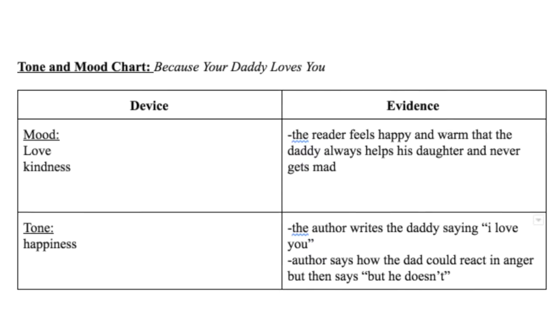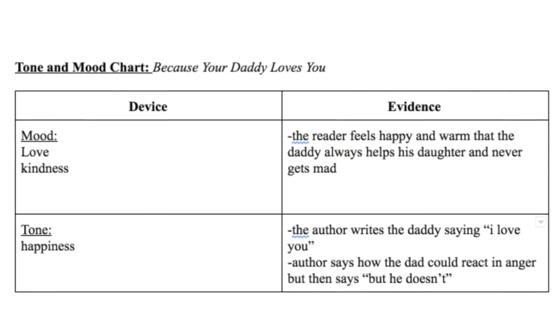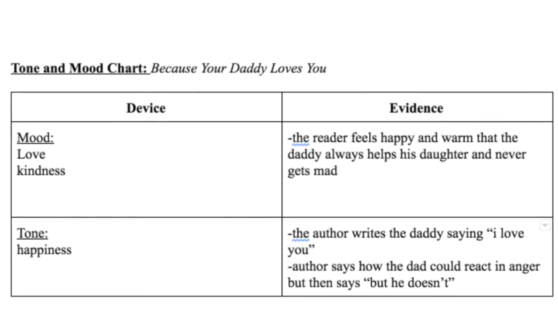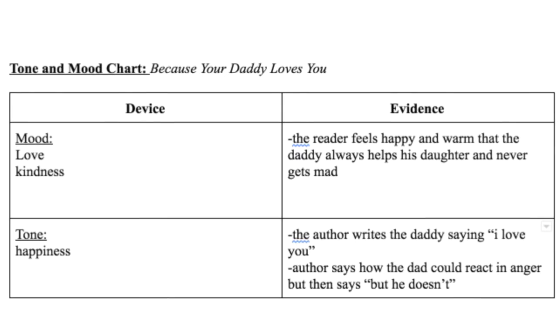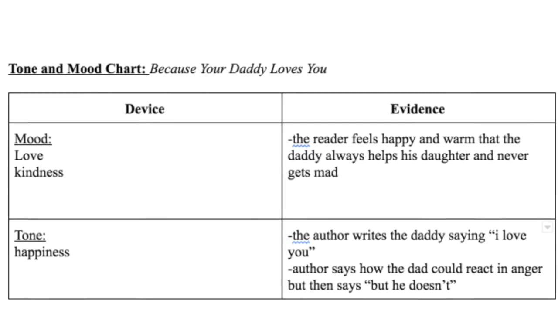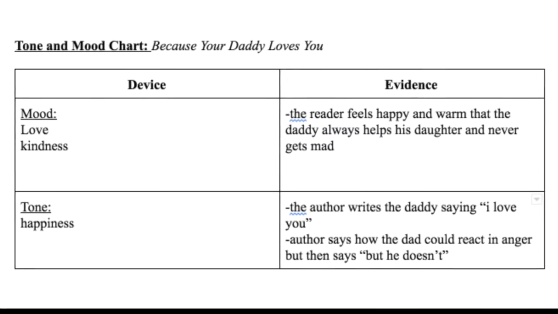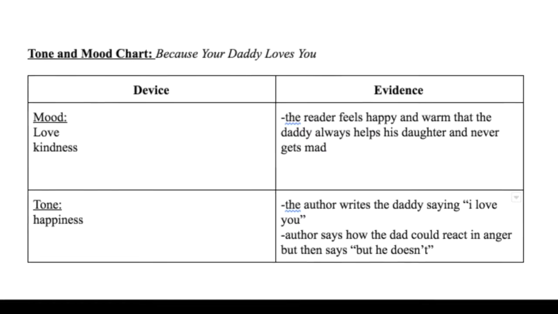So I said the tone of the book would be happiness because Andrew Clements writes the daddy saying things like "I love you" to his daughter. And he also does actions such as picking up her ball from the ocean or wiping her dirty shirt from ice cream. Also, Andrew Clements writes how the dad could get angry at his daughter, but instead he says, "But he doesn't."